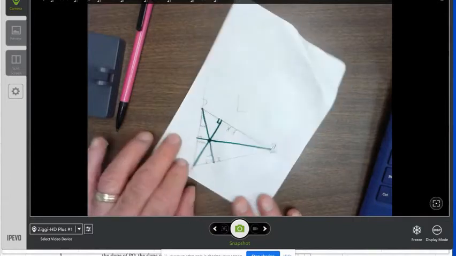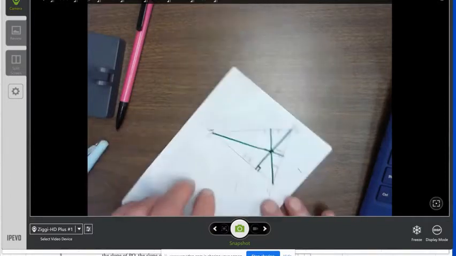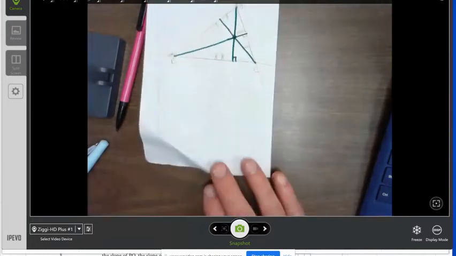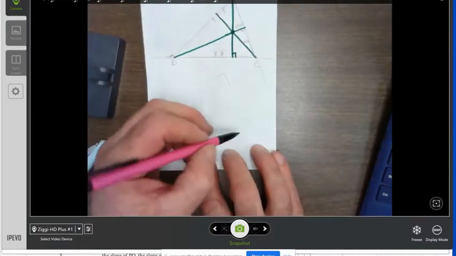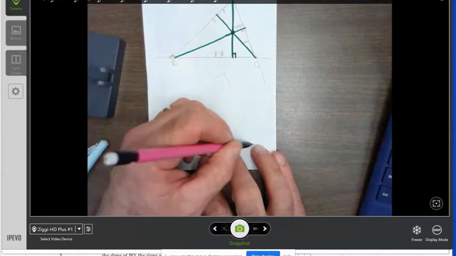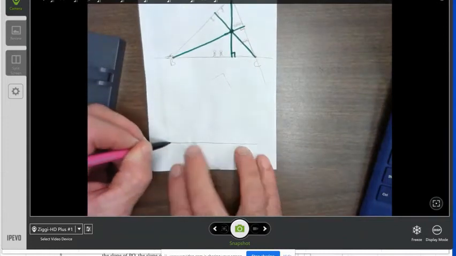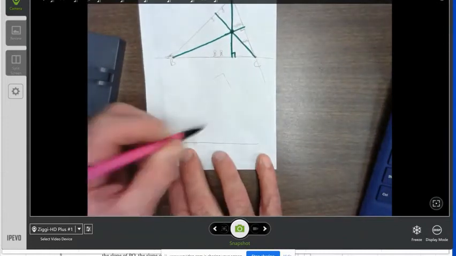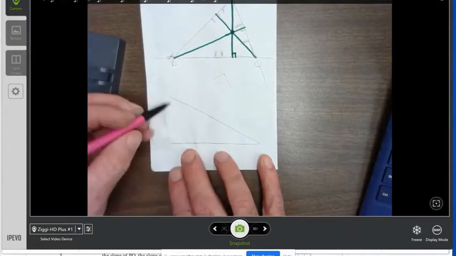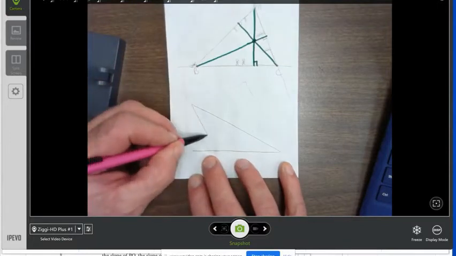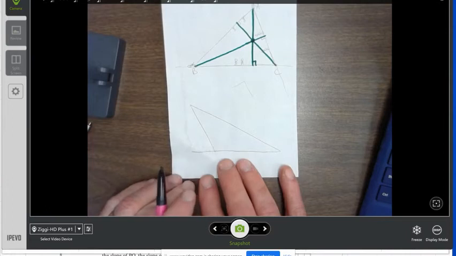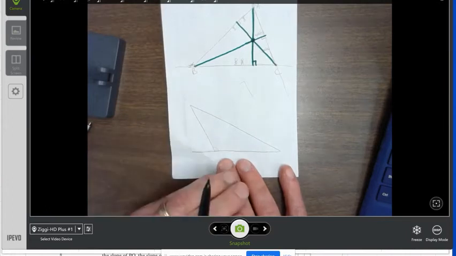Okay, so that's how you sketch them. One thing I want you to notice is that if I sketch an obtuse triangle, let's say we have an obtuse triangle like this, obtuse angle here.